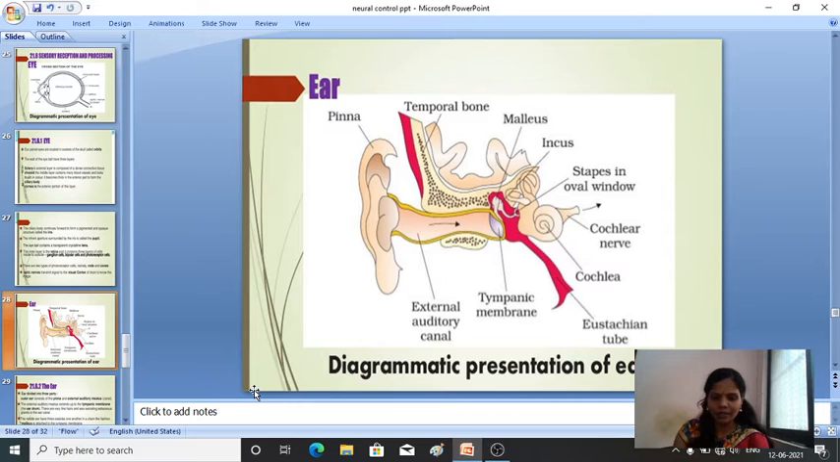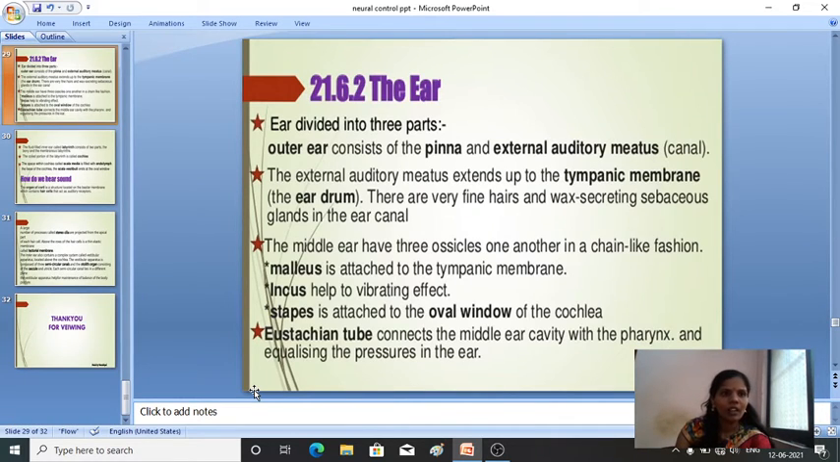Next comes the ear. This is the diagrammatic representation of the ear. You can see that the ear is divided into three parts. The outer ear consists of the pinna and the external auditory meatus, the canal. The external auditory meatus extends up to the tympanic membrane, that is the eardrum.